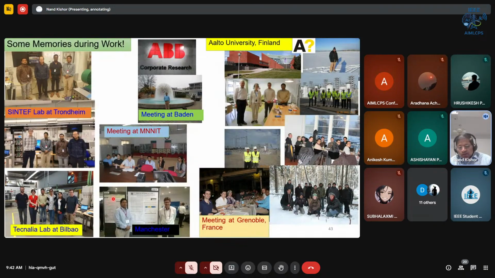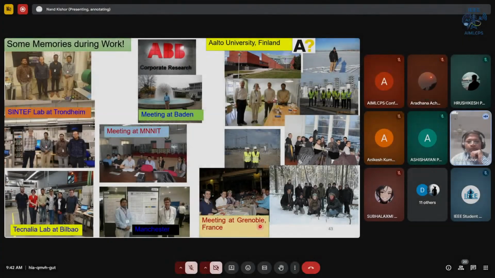These studies were actually a part of several partners, so this shows how it has been associated with different projects. So these are some of the memories: Center of Love, then Man Baden, and even at MNIT Labad, and then at Alto University here. And we had some meetings in Grenoble. And then a poster presentation at the IEEE PowerTech Conference in Manchester with Settle.